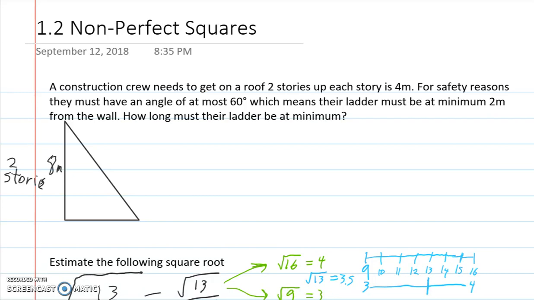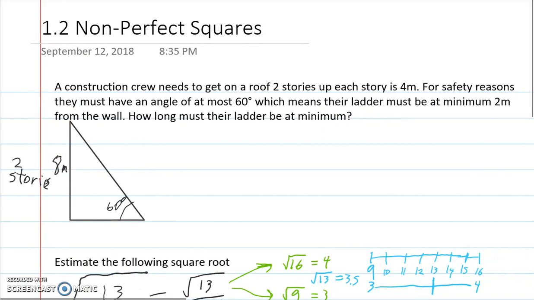Let's see what we actually need. For safety reasons, they must have an angle of at most 60 degrees. So that's this angle here, 60 degrees, which means that their ladder must be at minimum 2 meters from the wall. Do we even need the 60 degrees? Let's take a look. How long must their ladder be at minimum? What is it asking for? It's asking for, I'm going to call this L for ladder, the ladder length.